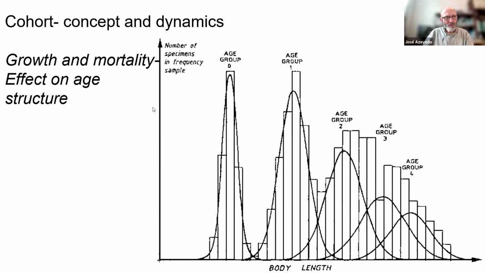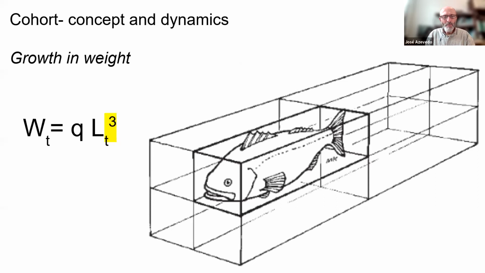So we'll get back to this graph because, of course, we are only going to look at one cohort, but you must remember that at some point, if a population is composed of different cohorts, then the calculations will become more complicated because we'll have to consider all cohorts at the same time. But let's look at the effects of growth in size on biomass.